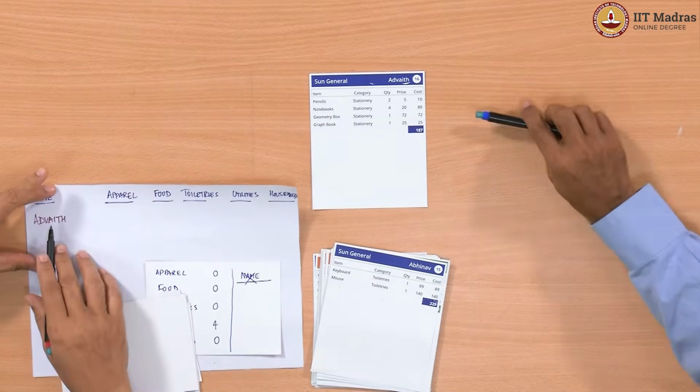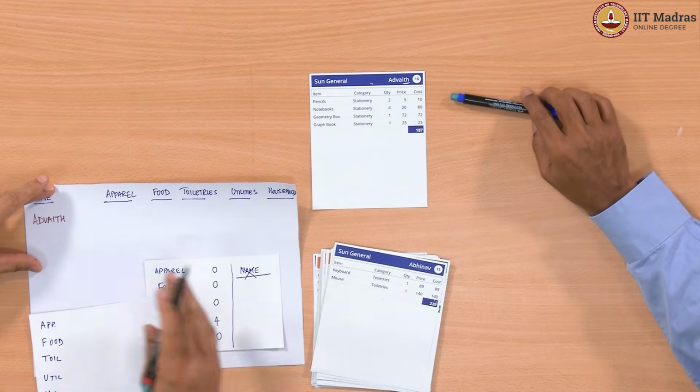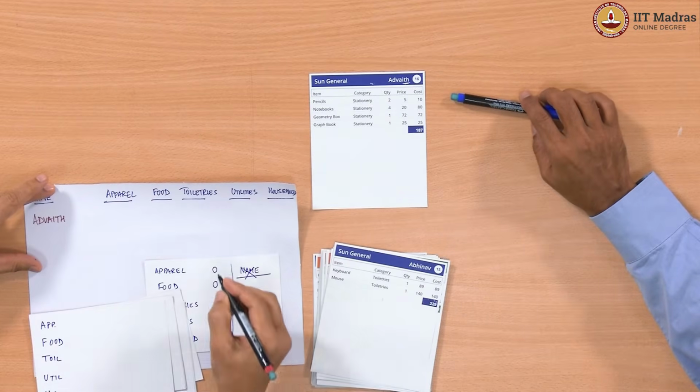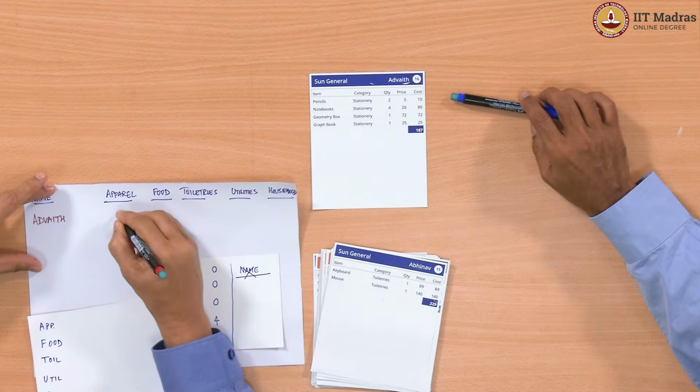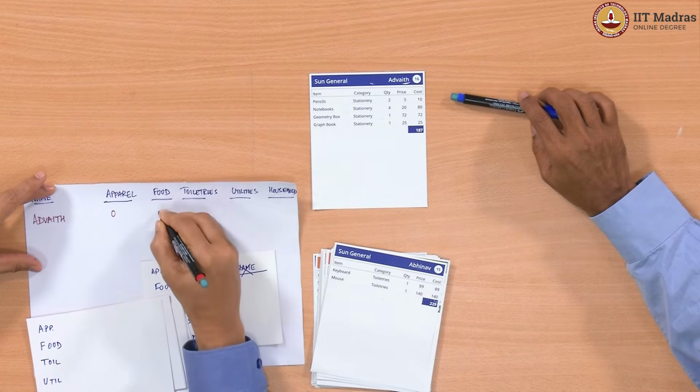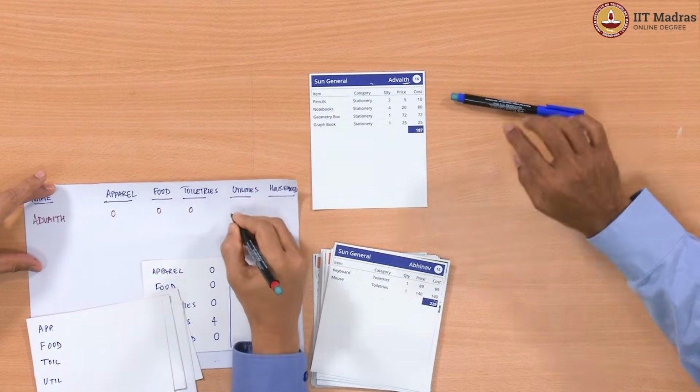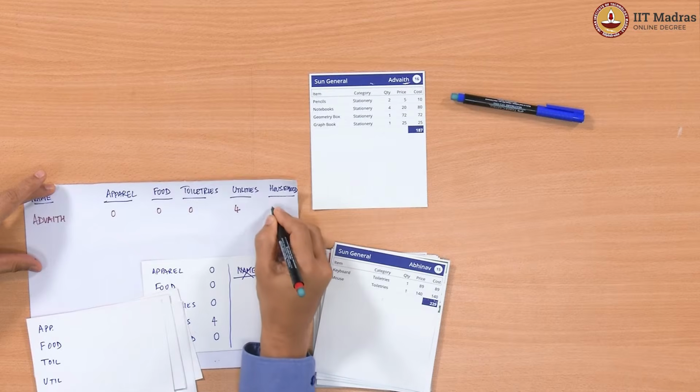Okay. So what I will do is I will go down this list. I will not write 0, because we don't want to just unnecessarily write 0. We could say that currently Advait has 0 for all these, 4 for utilities, and 0 for the rest.